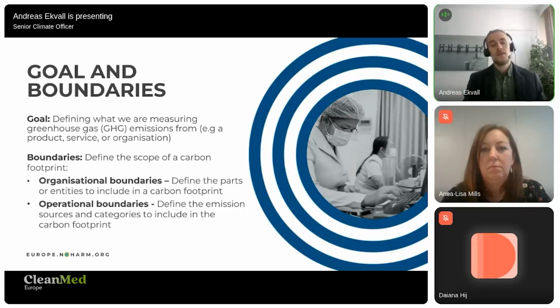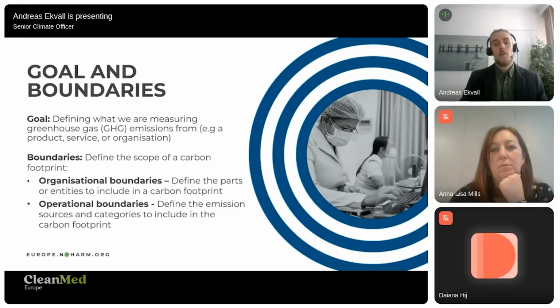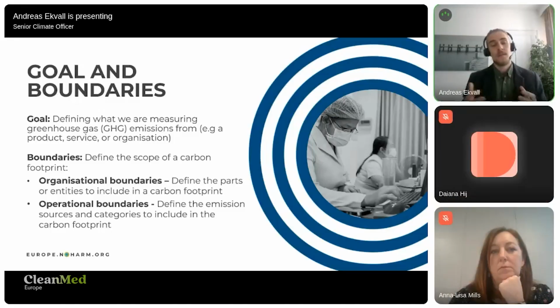An important boundary is organizational boundaries. These define which part of our organization should be included in our carbon footprint assessment. Finally, we have operational boundaries. These define which specific emission sources, what greenhouse gases to include, and how to categorize them.